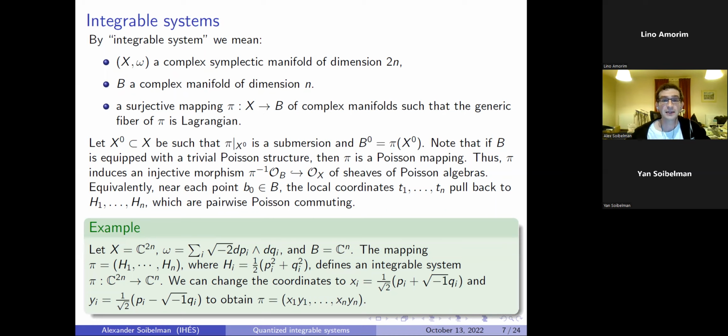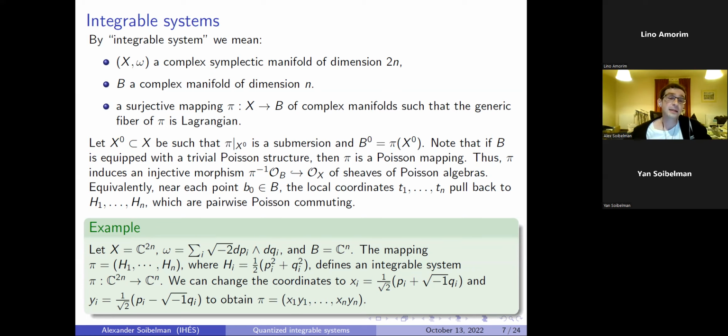So you can look at this integrable system as an embedding of the sheaf of functions in the base into functions on the total space as a sheaf of Poisson commutative subalgebras. And this is in fact the interpretation that I'm going to be quantizing. Equivalently, you can choose local coordinates on the base, and the pullbacks of these local coordinates are going to be pairwise Poisson commuting functions.